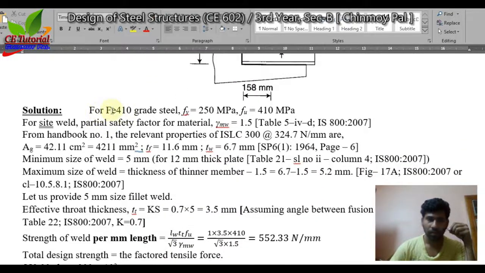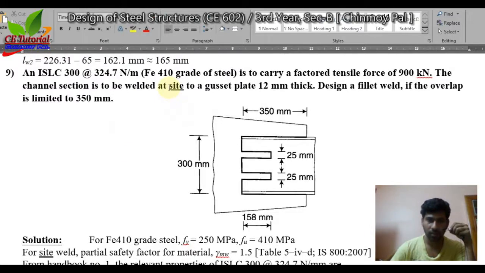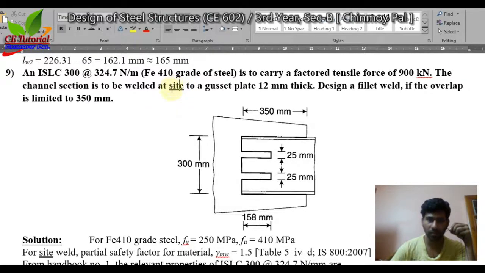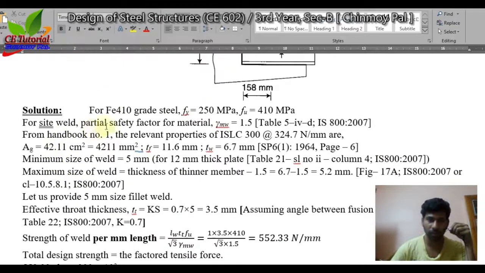Now, for Fe410, Fy value is 250 and Fu is equal to 410. For site weld, this is in the question, it is given that it should be field fabrication. So for site weld, partial safety factor gamma mw is equal to 1.5 from table 5, and from handbook for this ISLC 300 we need cross section and resistance and TF and TW.